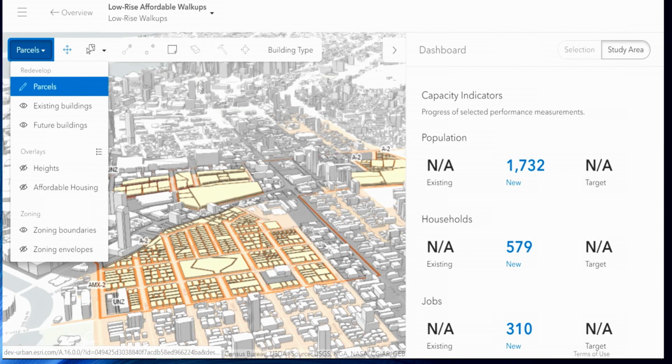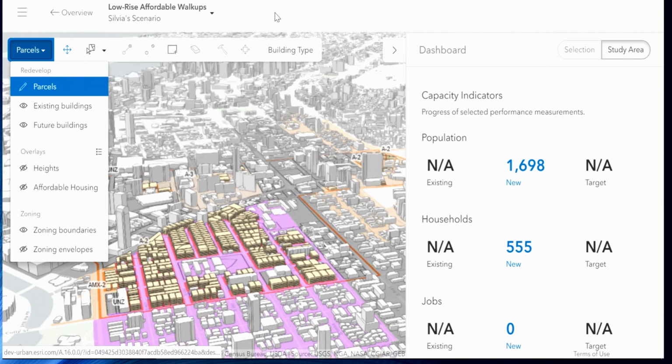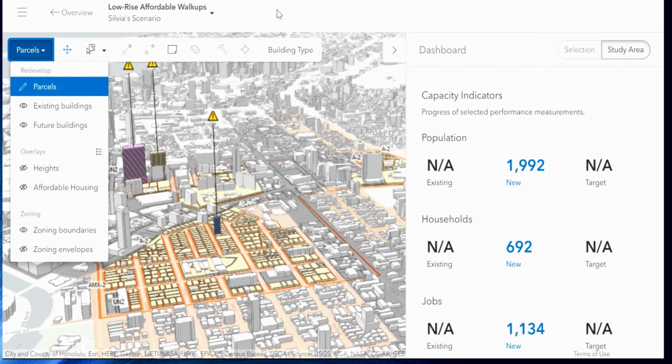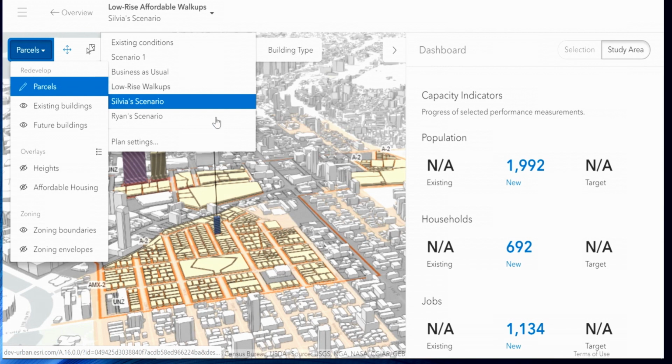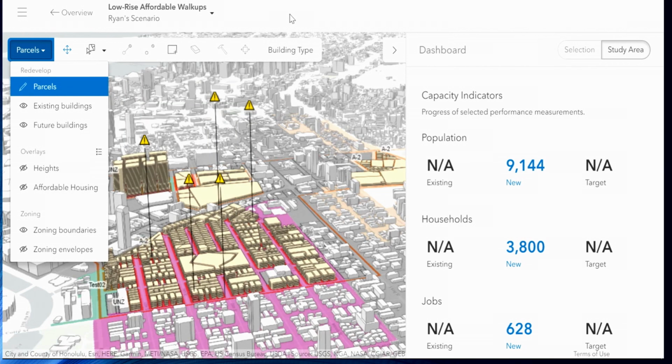Then we go to another scenario. So we go to the low-rise walk-ups. And we can see that actually the population decreased, primarily because there's less number of parcels that can be used for development. Then we go to Sylvia's scenario. And Sylvia, who's developed this in California, has another scenario, and you can see other developments that could occur there. Then we go to Ryan's scenario, who's in Honolulu.